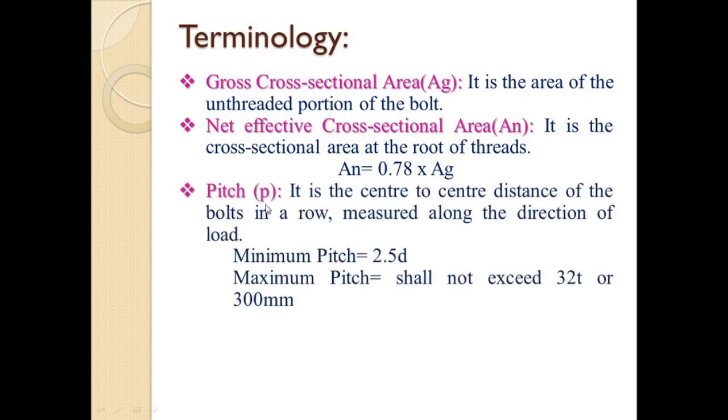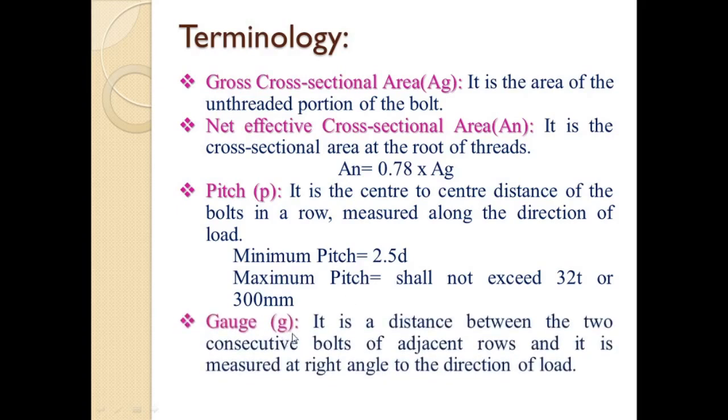Next is the pitch. Pitch is represented by the letter small p. It is the center to center distance of the bolts in a row measured along the direction of load. Minimum pitch is taken as 2.5 d, where d is the diameter of the bolt, and maximum pitch shall not exceed 32 t or 300 mm.